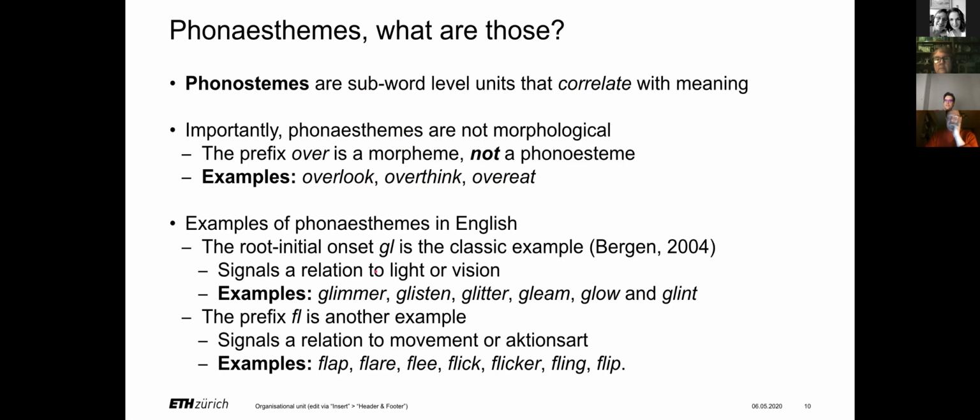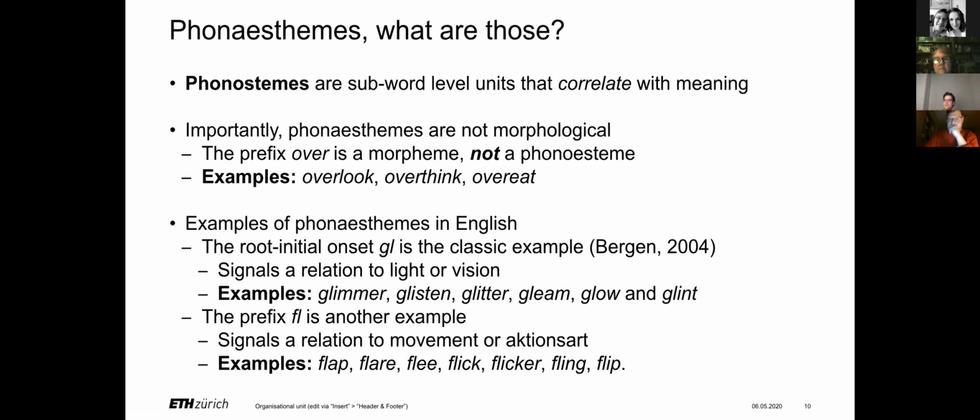Glisten, gleam, glitter, glow, glint. This is the one I mentioned before. FL is another one: flap, flare, flee, flick, flicker, fling, flip. These have very much a movement vibe to them in English. And these are productive. I mentioned Jabberwocky before, but if you make up a poem in English with made-up words, you can evoke these meanings in the minds of the listener. So there's something there. There's not a lot there, but there's something.